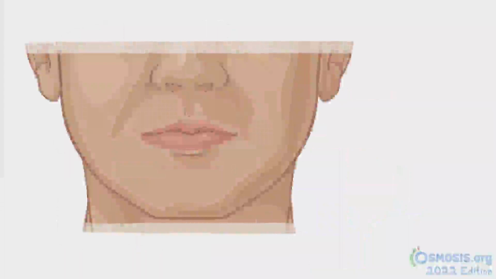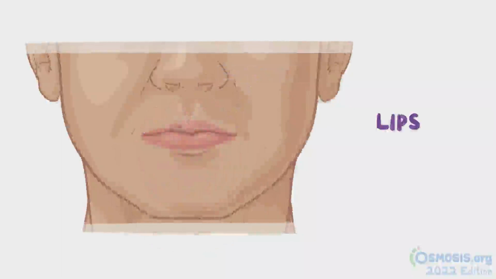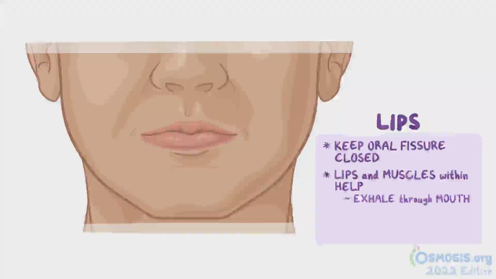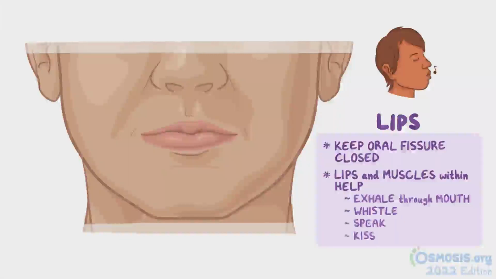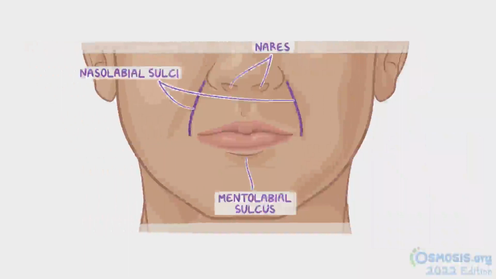To eat it, first you open your mouth, and the opening through which the food enters is called the oral fissure. Once the pizza's inside the oral cavity, you use the lips, which act like valves, to keep the oral fissure closed and the food inside while you're chewing. The lips, and the muscles within it, also help us exhale through the mouth, whistle, speak, or kiss. Now, the lips extend from the nasolabial sulci and the nares to the mentolabial sulcus, which is just inferior to the lips. But not all of its surface looks the same.